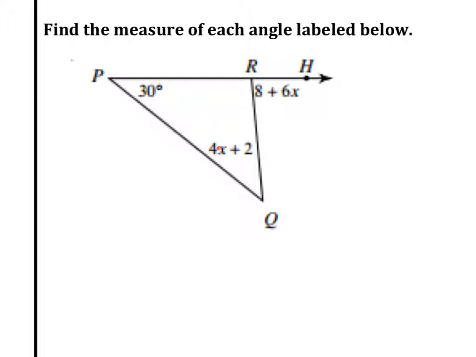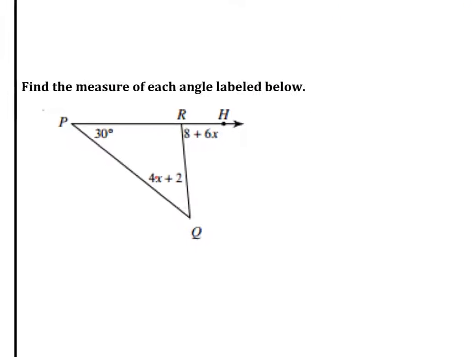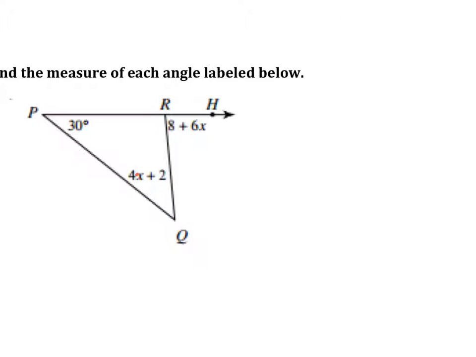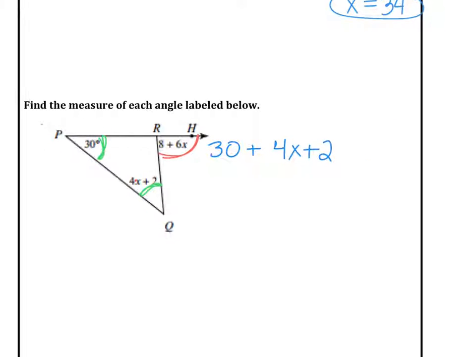So we have our exterior angle and our interior angles, I should say, for these. So let's set it up. These 2 green angles add to the exterior angle. So this one's going to look a little bit different. We're not using 180 in this. It's going to be 30 plus 4x plus 2 equals my exterior angle. So that equals 8 plus 6x.